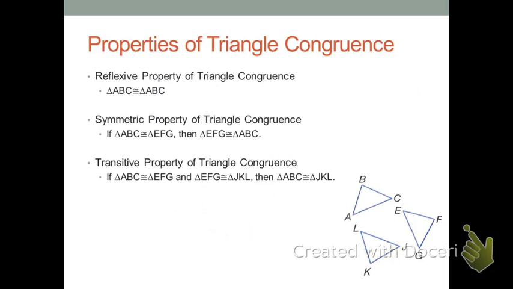And last but not least, we're going to look at the properties of triangle congruence. There's three different properties: the reflexive property, the symmetric property, and the transitive property. And all that's saying is the reflexive property is that triangle ABC is congruent to itself. The symmetric property is saying that if triangle ABC is congruent to triangle EFG, then triangle EFG is congruent to triangle ABC, which is backwards. And the transitive property is that if triangle ABC is congruent to triangle EFG, and EFG is congruent to JKL, then ABC is congruent to JKL.